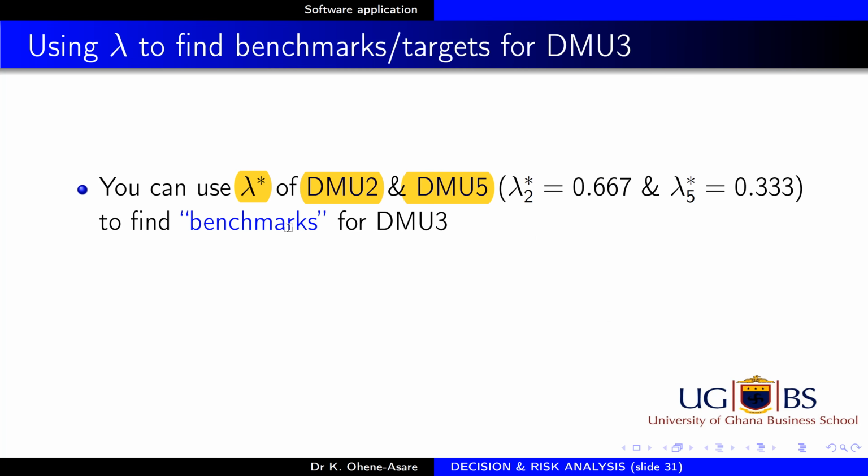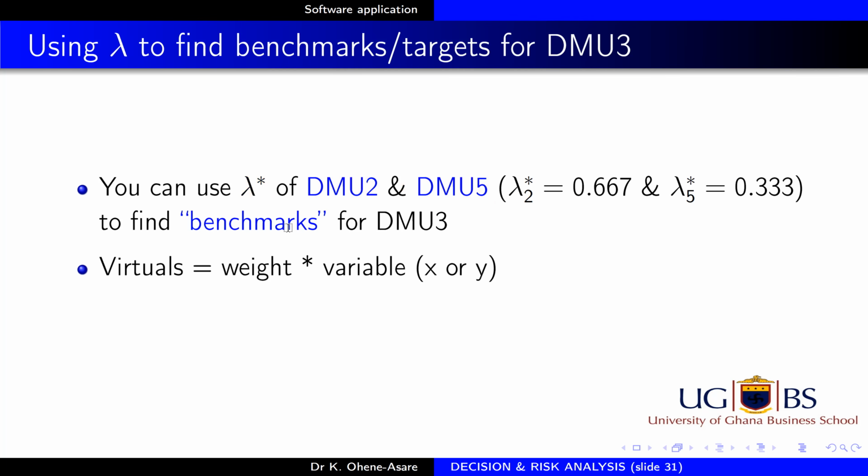So if I tell you to find a target for DMU3 and I've given you these lambdas, you should be able to find that. How do you do that? Well, first of all, understand that the word virtual, which is the name for the hypothetical point, is made up of the weight multiplied by the variable, the input or the output. Remember the weight is the lambda. So that can give us the virtual.